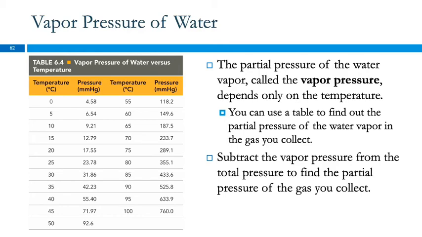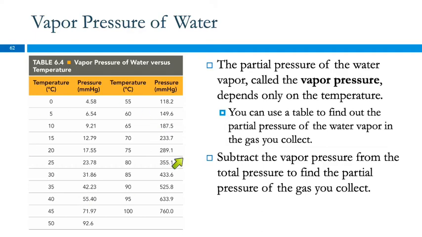So if you know the temperature of the water, which is pretty easy, just stick a thermometer in it, then you can know what the vapor pressure of the water is because other people have measured it and determined it and put it into nice little tables that you can look up, right? So you can look up in the table what the partial pressure or the vapor pressure of water is, and then you just subtract that from your total.